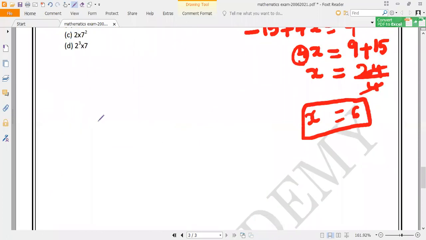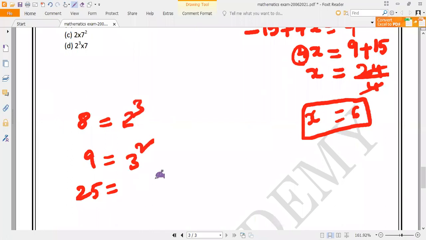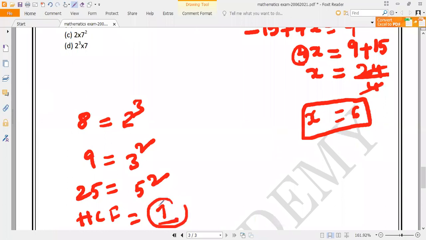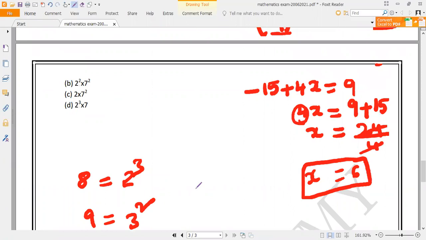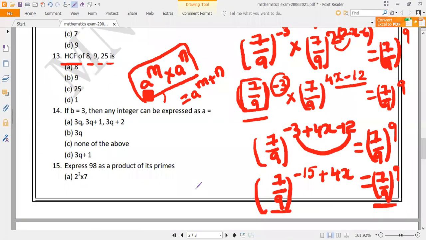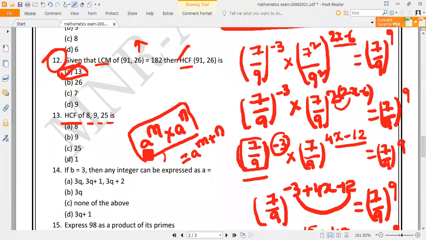Here we have to find the HCF of 8, 9, 25. How to write 8 as product of prime numbers? 2 cube. 9 is 3 square, 25 is 5 square. No common factor, so it is 1. Option D.